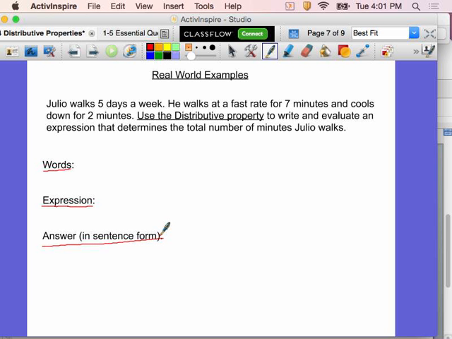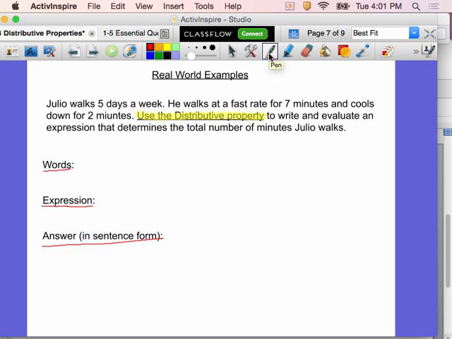So I'm just going to do one example so you can see what my expectations are for the homework. Julio walks 5 days a week. He walks at a fast rate for 7 minutes and cools down for 2 minutes. Use the distributive property, so they're giving you specific directions. Use the distributive property to write and evaluate an expression that determines the number of minutes Julio walks.